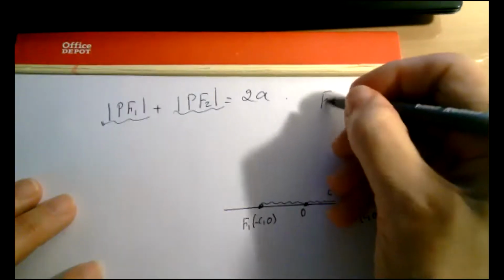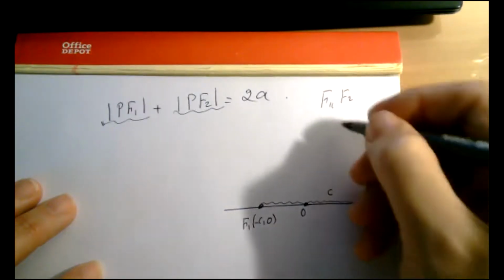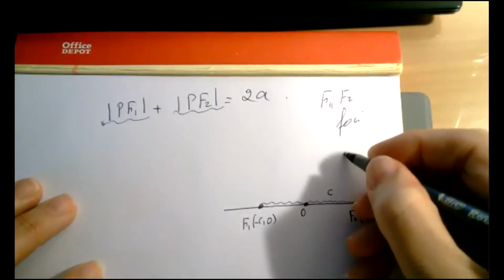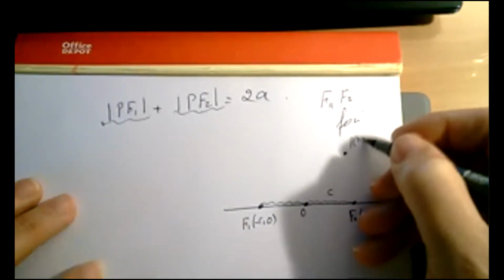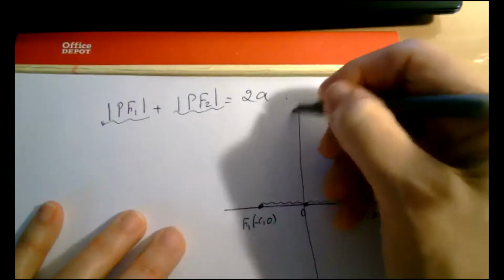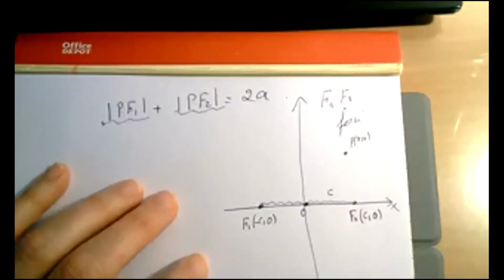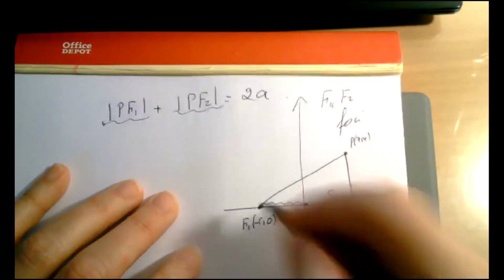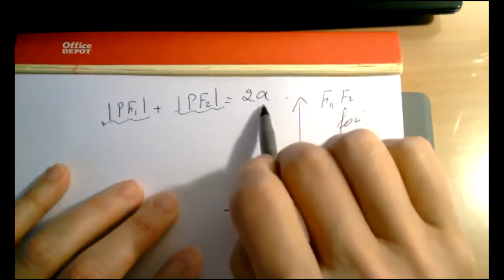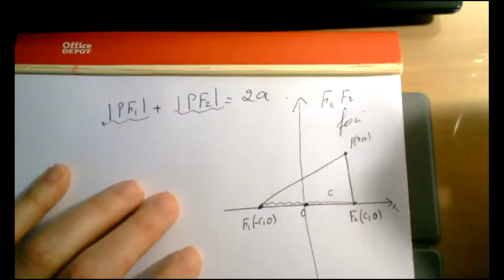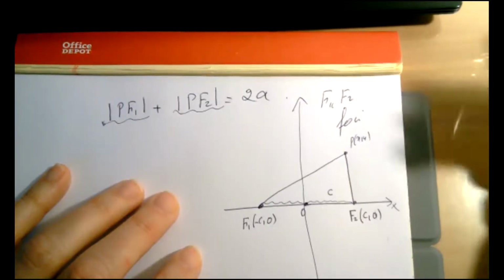F1 and F2 have a name, and they're called the foci. Then I'm going to pick a point, P of x, y. I'm going to put the foci on the x-axis so I can really work with the problem. Otherwise, we cannot really find an equation. I'm going to take a particular point, P of x, y, such that the sum of those is a fixed number. We're going to call it 2a. The 2 is needed to make the formula simple. That's why it's 2a, not a.